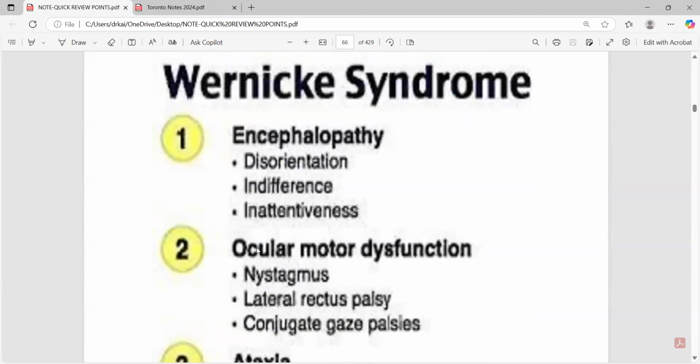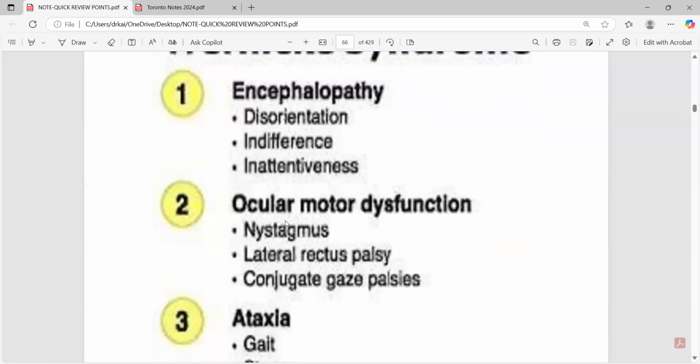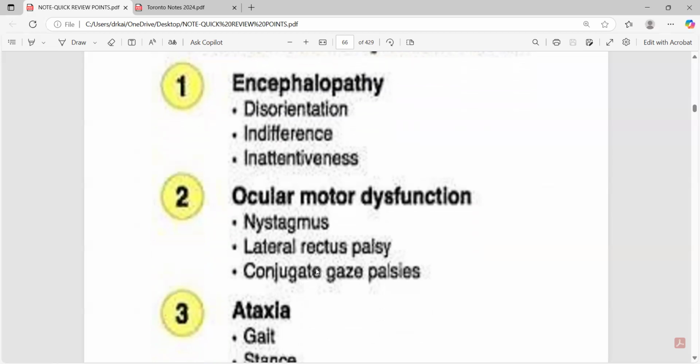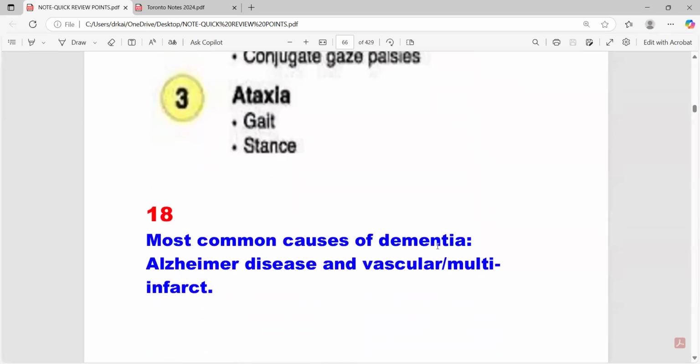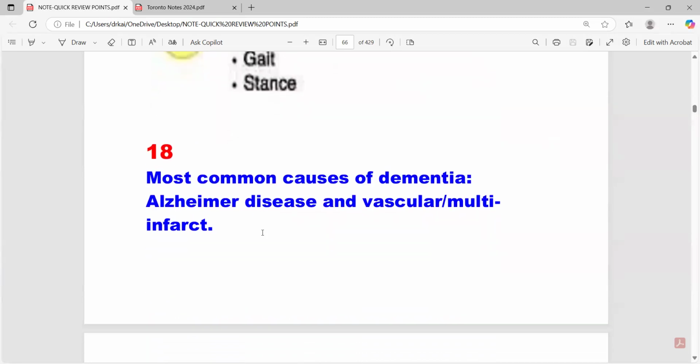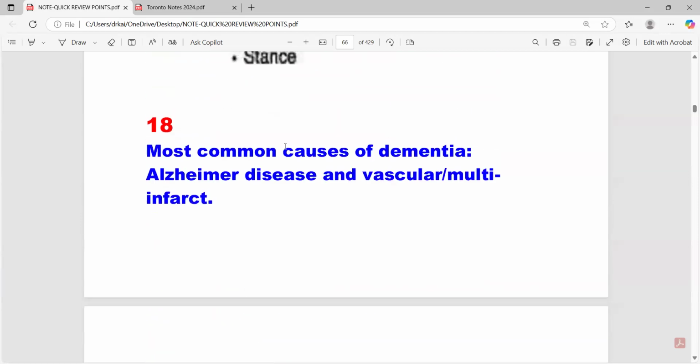So as you can see, this is Wernicke, the encephalopathy, where the disorientation, indifference, and then inattentiveness. And then ocular is basically nystagmus, conjugate gaze palsy, or rectus palsy. Then ataxia, where the gait and stance is a problem. Most common cause of the dementia is Alzheimer's disease, and the vascular multiple infarct is mainly in the old people.